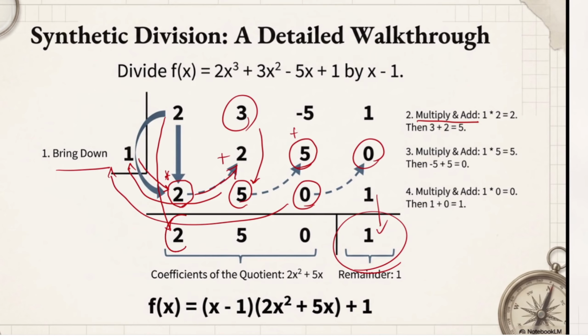The first numbers are the coefficients of my quotient. As you remember, the quotient should be one power less than the original, because the divisor has a power of 1. So this should be a power of 2, since we have a power of 3. So I have 2x^2, I have 5x, and I have 0. So I have x minus 1, just like the way it was.